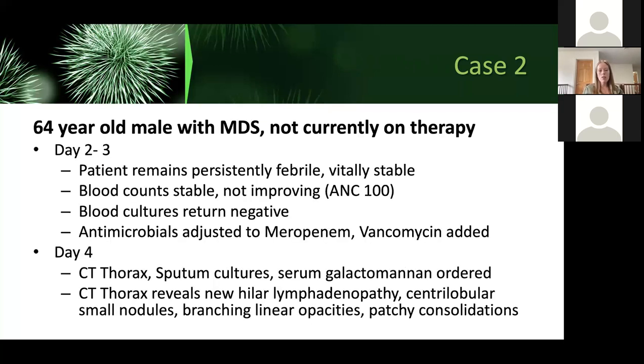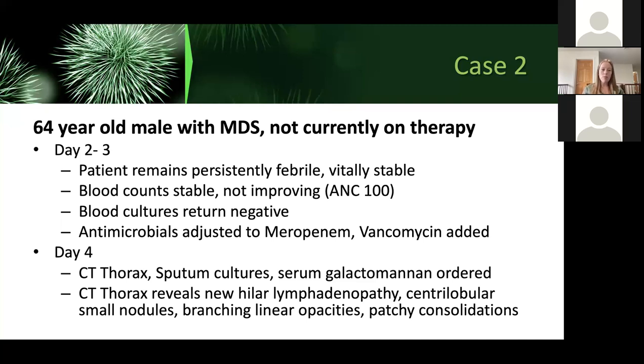On day 2 to day 3 of his hospital stay, he remained persistently febrile, but vitally entirely stable, felt very well, wasn't hypoxic, was just suffering intermittent fevers associated with rigors, and his blood counts remained stable. They weren't really improving, but they weren't worsening. His ANC count remained around 100, so profoundly suppressed. His blood cultures eventually returned back negative.